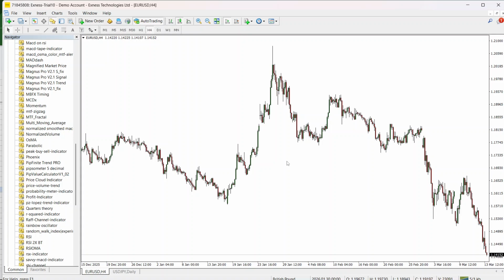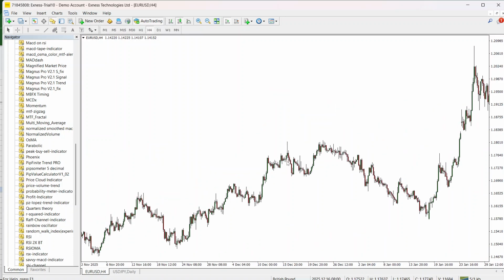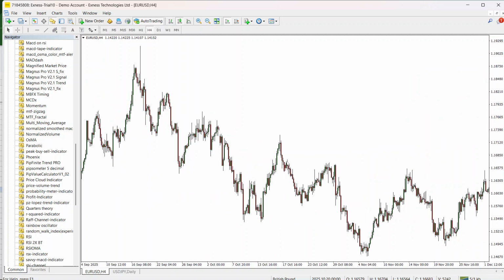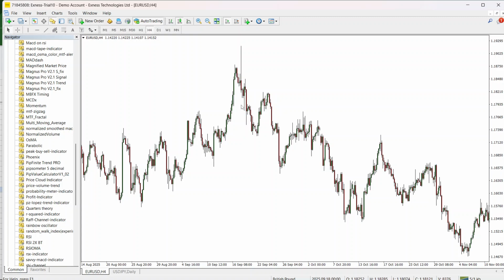Hello traders. Today we are looking at the MACD tape indicator for MetaTrader 4 and I'll show you how this visual MACD momentum band works on your chart.